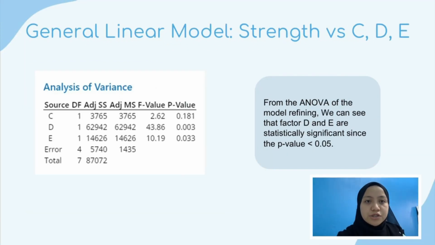The next one is the general linear model between strength and factors C, D, and E. From the ANOVA table that we obtain by using Minitab, we can see that factors D and E are statistically significant. The p-values of D and E are 0.003 and 0.033 respectively. So we know that they are statistically significant since the p-value is less than 0.05. And factor C has a p-value equal to 0.181, which makes it not statistically significant.